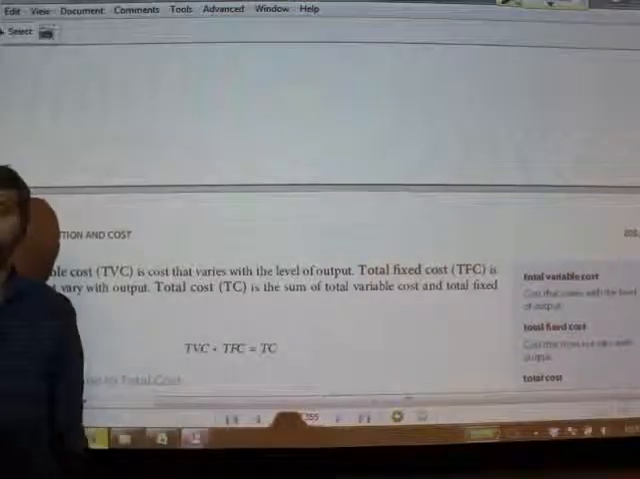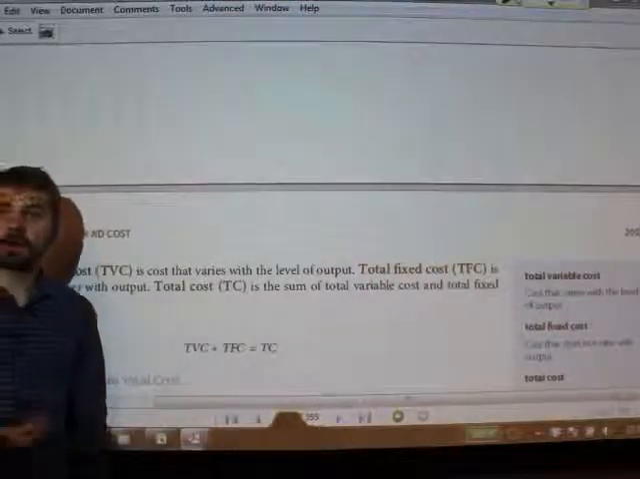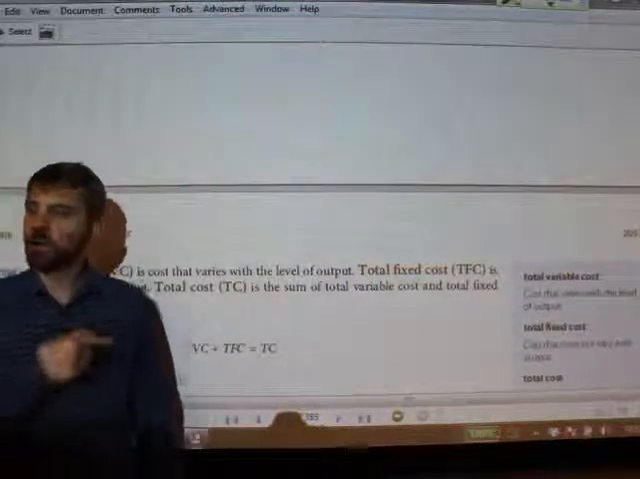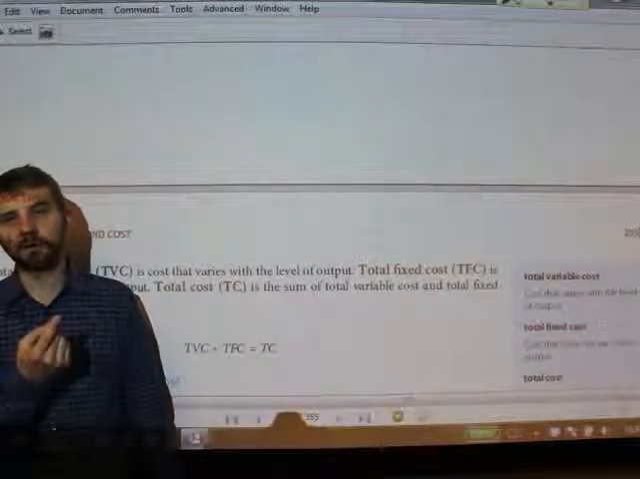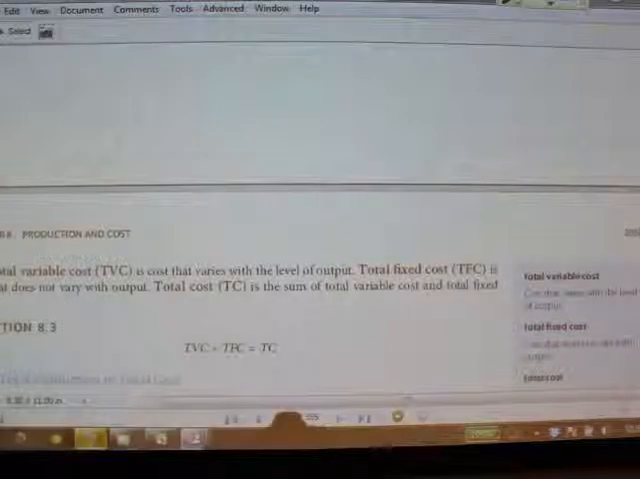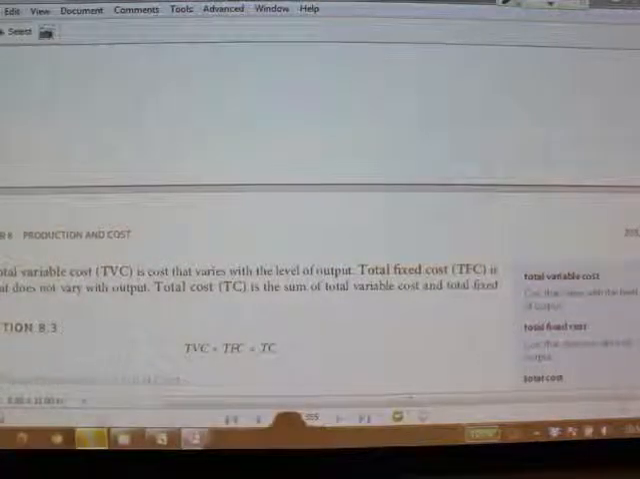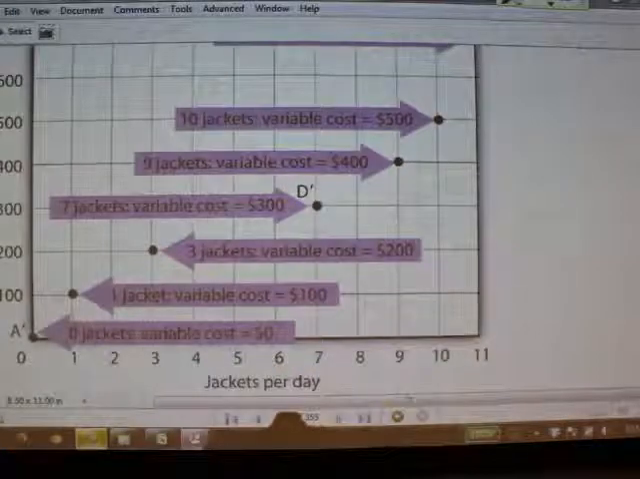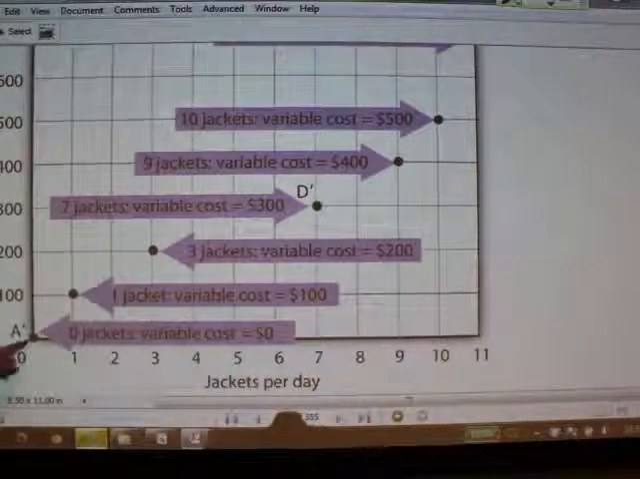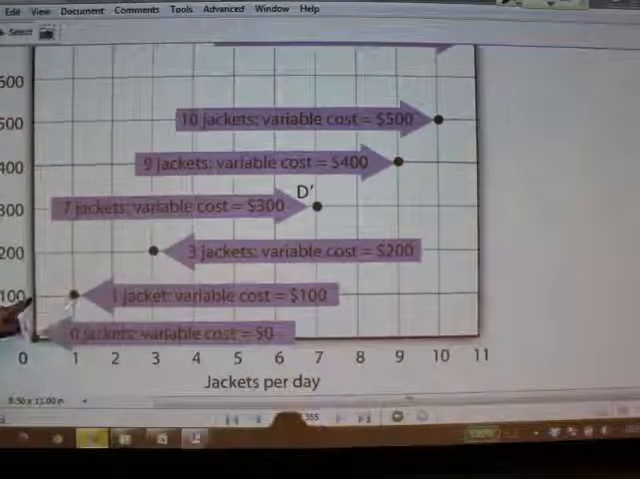If we hire one worker, assume we have to pay him $100. If you recall from when we looked at the production function, how many jackets can one worker produce? 1. So if we want to produce 1 jacket, we need to hire 1 worker, and we need to pay him $100. Right? So for 1 worker, we pay $100.